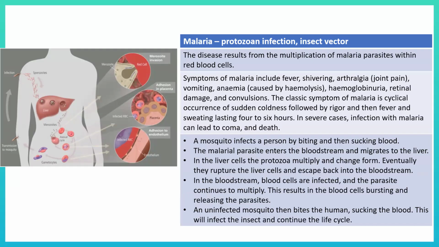They eat the blood, and then they leave the malarial parasites in the bloodstream of the person that they've bitten. In the liver cells, the parasite, the protozoa, multiply. They change forms a few times as well. Eventually, they end up back in the bloodstream. The blood cells become infected. You lose a lot of those blood cells and end up with anemia. The parasite multiplies. The blood cells can burst and release the parasites into the blood.